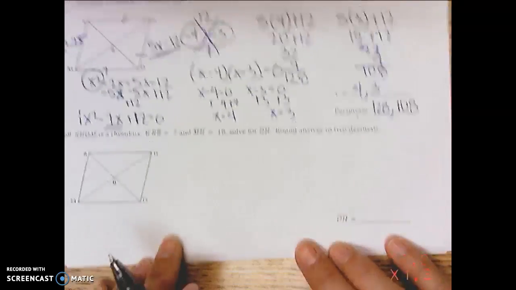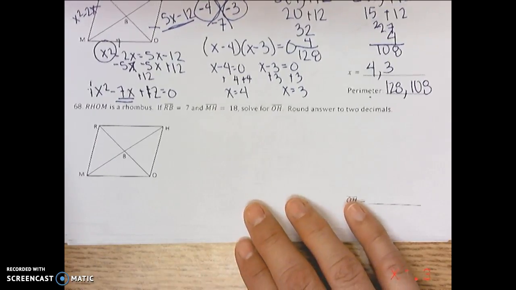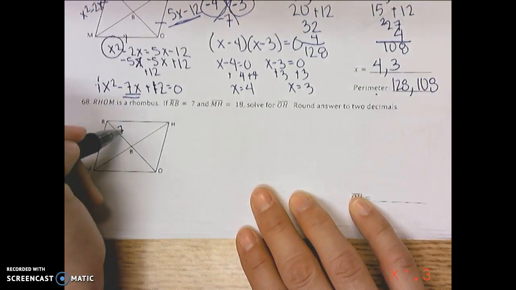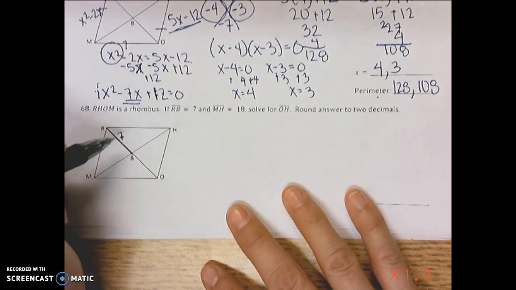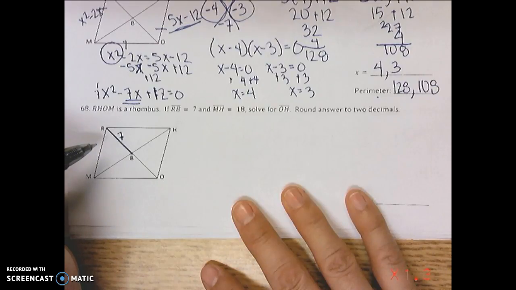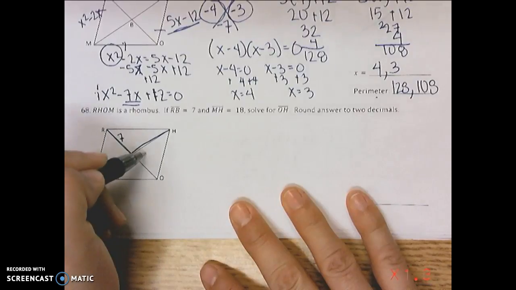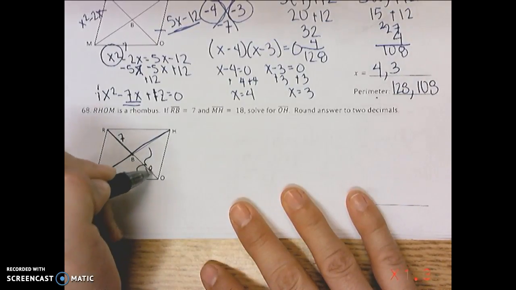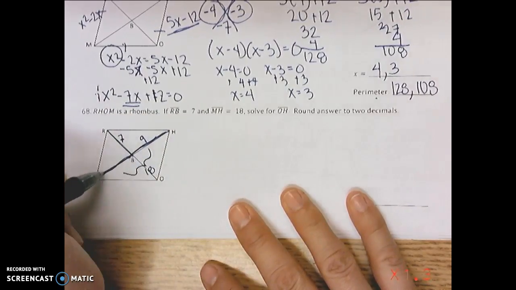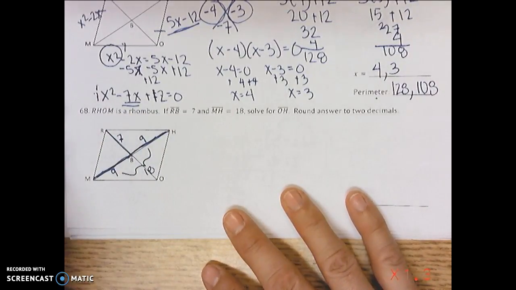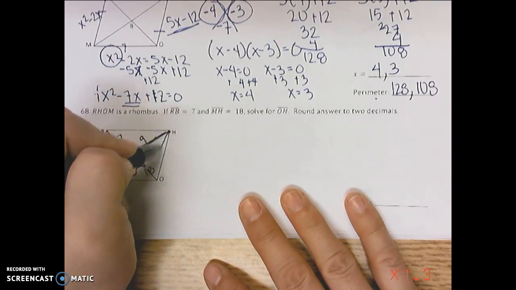Okay, we're moving down to the rhombus, and we're talking about RB equaling 7. This segment right here equals 7. MH equals 18. The whole segment equals 18, which means this portion over here equals 9, and this portion over here equals 9. The question is to solve for OH, which is this side right here.